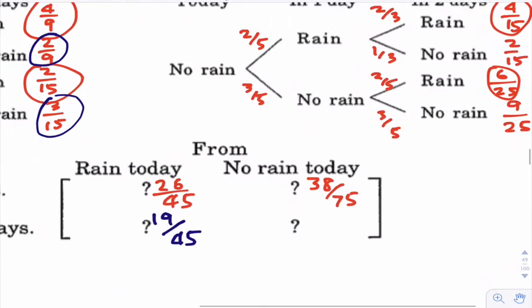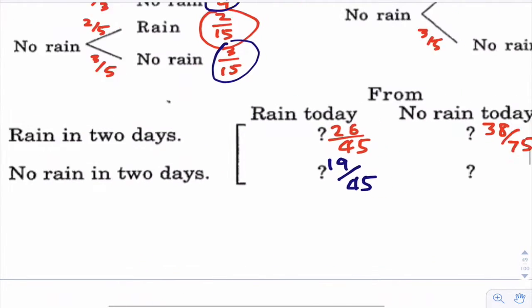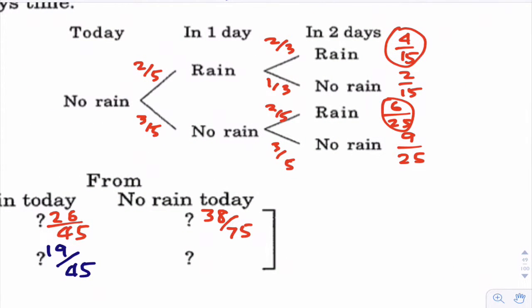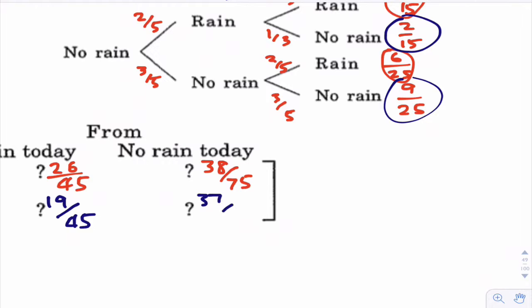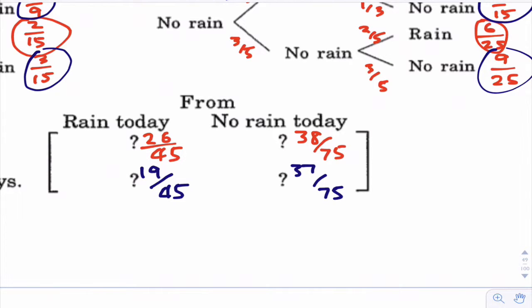And last one, what's the chance if it's not raining today that it is not raining in 2 days' time? So that is this one and this one added together. So 2/15 plus 9/25, 37/75. And of course I could have just said 1 minus this one here as well to get that, because each of those columns has got to add to 1. Now that's a bit labour intensive, isn't it?